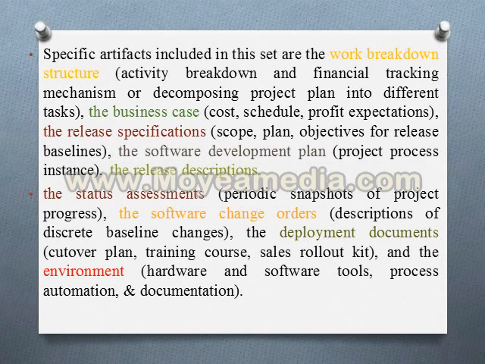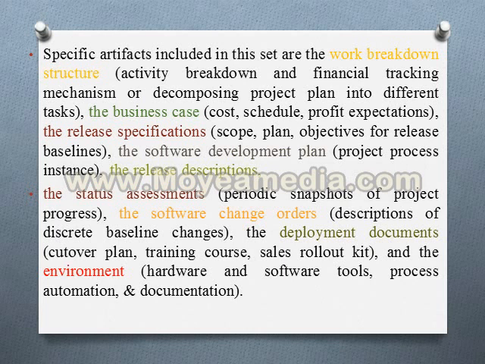The business case also has cost, schedule, profit expectations, release specifications, scope, plan, and objectives for release baselines. Again, we have the software development plan, which has a process and project process instance, and the release descriptions. These are all the artifacts that are the main part of the management set.